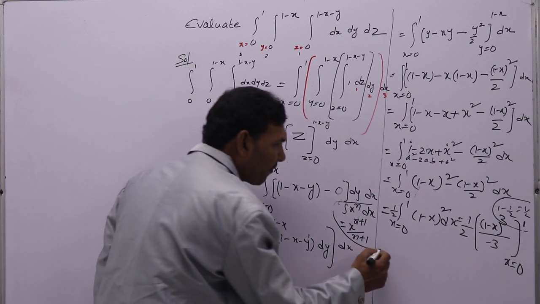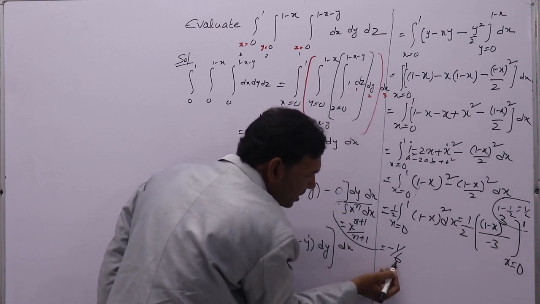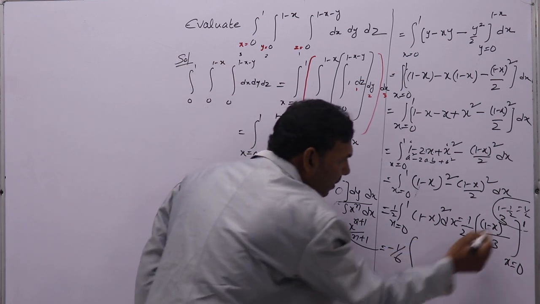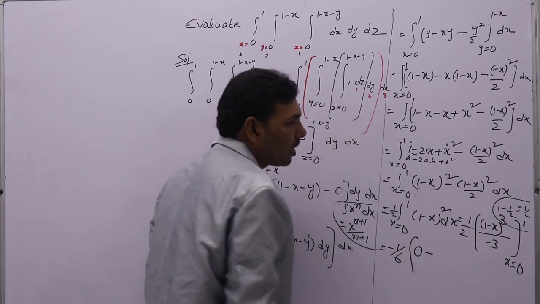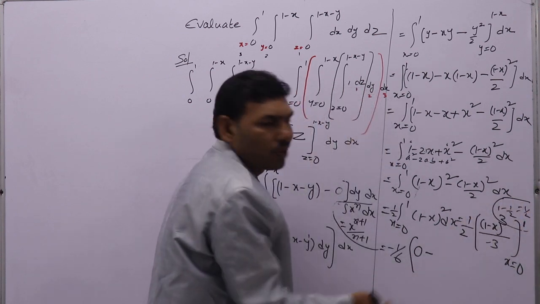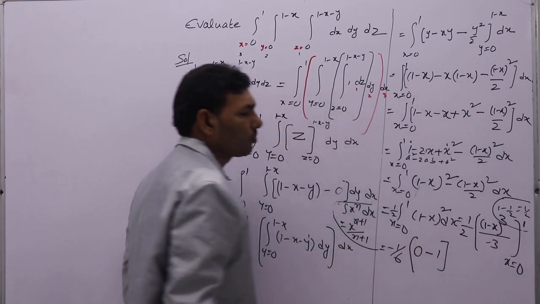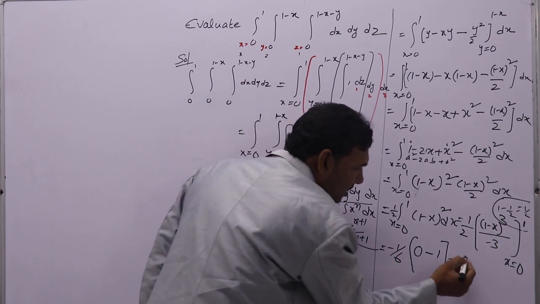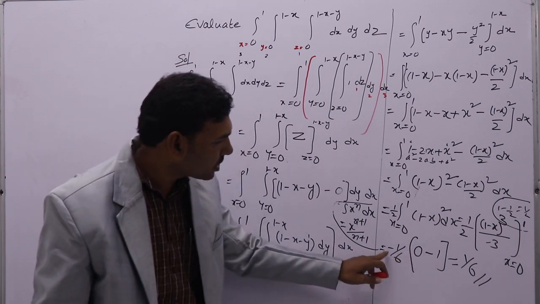Now the denominator is 2 into 3, which is 6; with the minus, that is minus 1 by 6. Write in the place of x the upper limit 1: 1 minus 1 is 0. Write in the place of x the lower limit 0: (1 minus 0) whole cube, 1 minus 0 is 1, 1 cube is 1. So what will you get? 0 minus 1 is minus 1. Minus into minus is plus, so the final answer is 1 by 6.